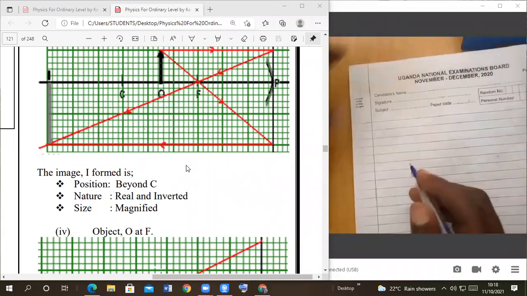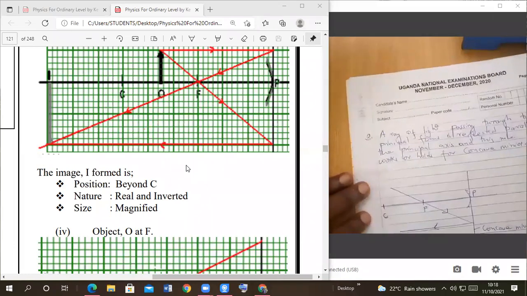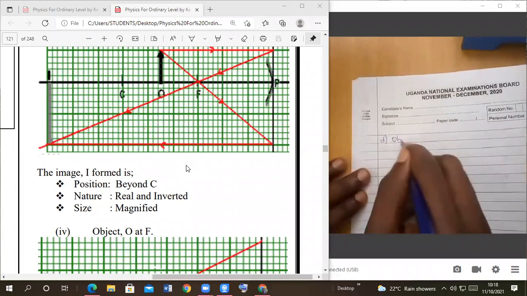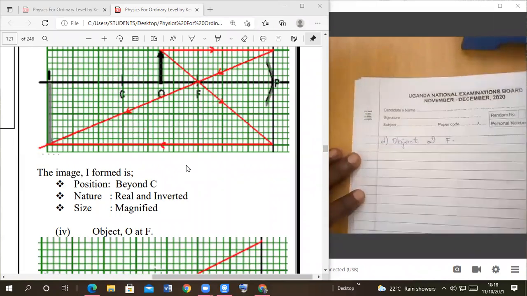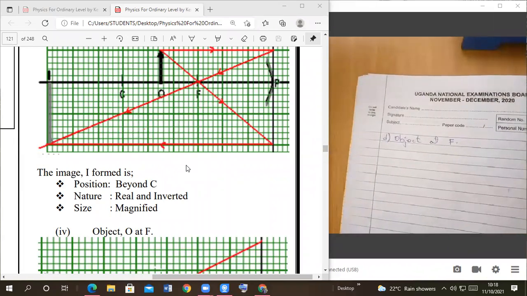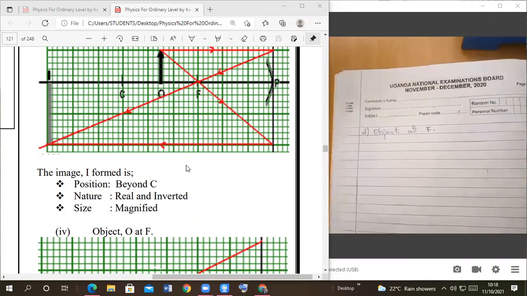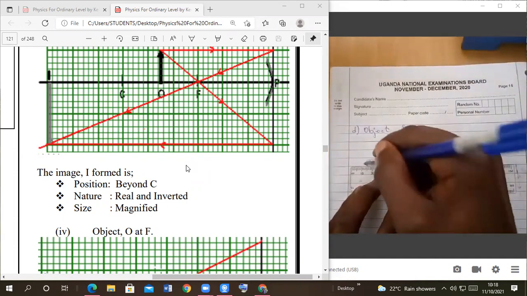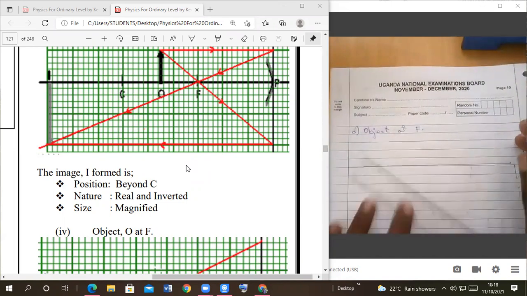So the next one, this was D. So let's go to D. Object at F. Let's draw that.